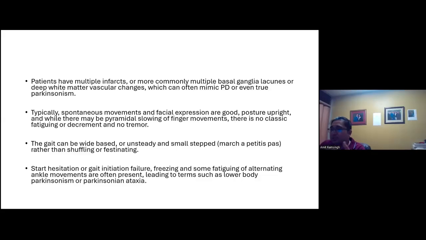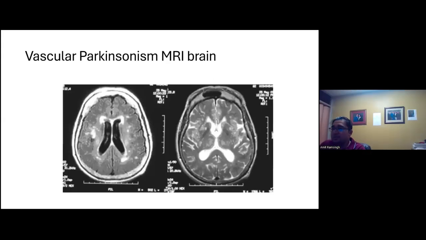It typically presents with spontaneous movements or facial expressions being good, and with slowing of finger movements, or they could present with pyramidal signs. But there's no classic fatigue or decrement of motor amplitudes, in contrast to Parkinson's disease. The gait could be wide-based or unsteady or small step. So they refer to this as a marche à petits pas, rather than a shuffling or festinating gait of Parkinson's disease. So this is just an example of vascular Parkinsonism on MRI brain.